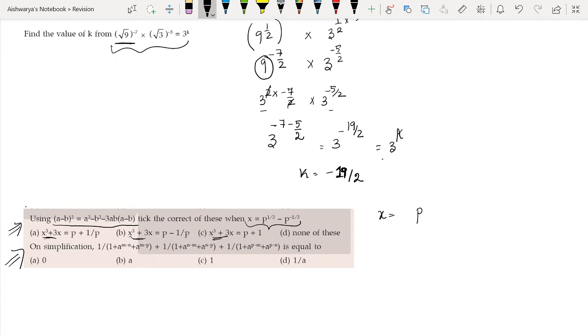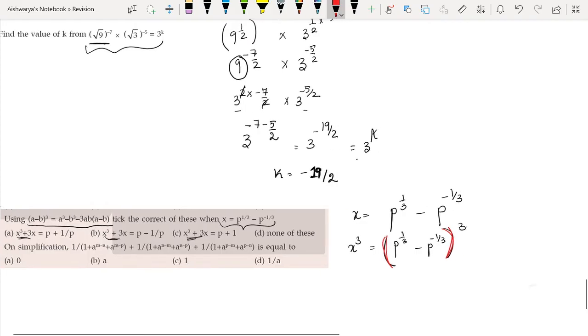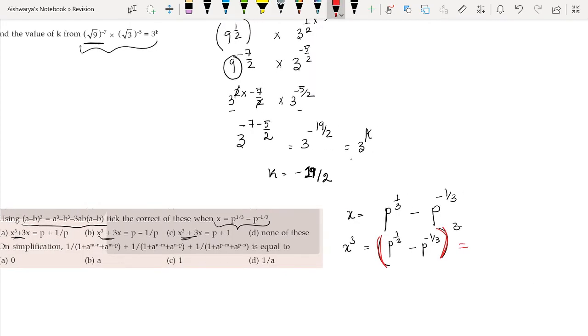X value is given to us as x is equal to p power 1 by 3 minus p power minus 1 by 3. So now cubing both sides, this side will become (p power 1 by 3 minus p power minus 1 by 3) the whole cube. Be very careful. You need to put this bracket. Bracket is very important. Students, when I ask them to cube, they just cube the individual terms and leave it. That is not correct. Now this is the (a minus b) the whole cube formula. Now a in this case is p power 1 by 3. B in this case is p power minus 1 by 3.